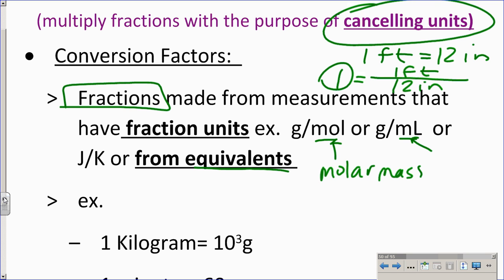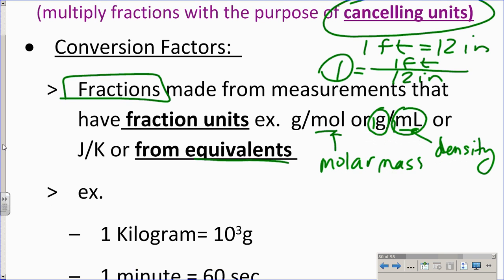Yeah, so this is milliliters, grams per milliliter though. That total fractional unit is what am I talking about if I say grams per milliliter? Density, right? So density, I'm saying that 1 gram of water, if I put it in a graduated cylinder, is equal to 1 milliliter of water. So I'm saying they're equivalent. Even though grams and milliliters are not the same, 1 gram of water equals 1 milliliter of water. So that's also an equivalency, and that's a conversion factor we can use. Density is a really good tool for that.